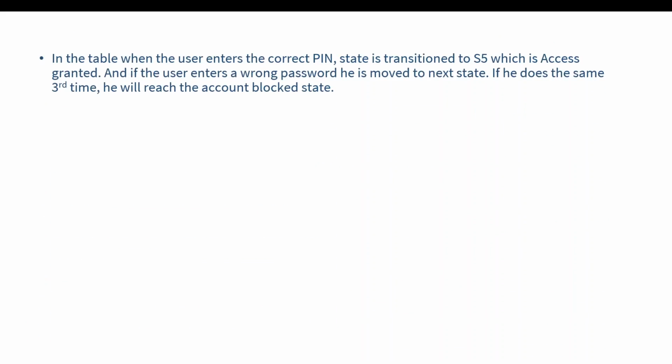So in this table, when the user enters the correct pin, the state transitions to S5, which is access granted. And if the user enters a wrong password, he moves to the next state. If he or she does the same a third time, it will reach the account blocked state. So these are the different states, right? We have the access granted state and the account blocked state, and it gives previous different states as well, like S2, S3, S4, which we have discussed.